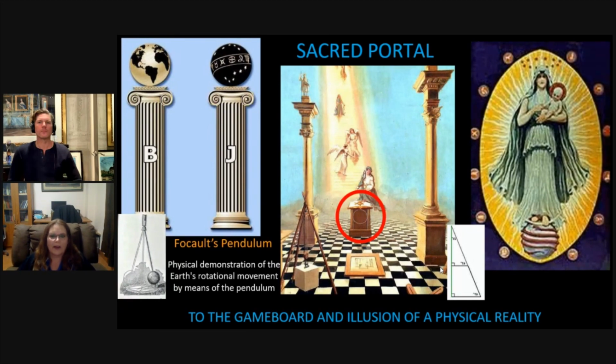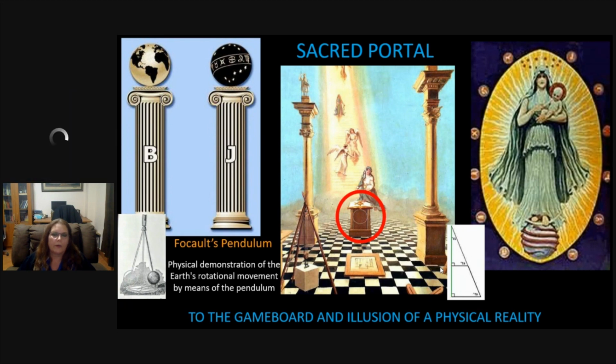There's our birthing box in the center of this checkerboard pattern of black and white squares. It's the game board of life, right? It's all an illusion. Between the two pillars, you see this Foucault's pendulum, right? The physical demonstration of Earth's rotational movement by means of the pendulum. So we spin into form, electromagnetism.